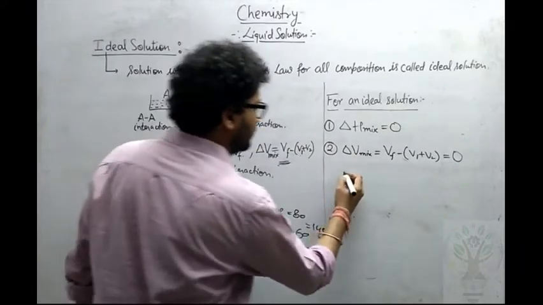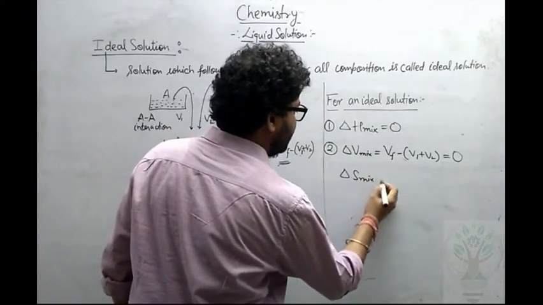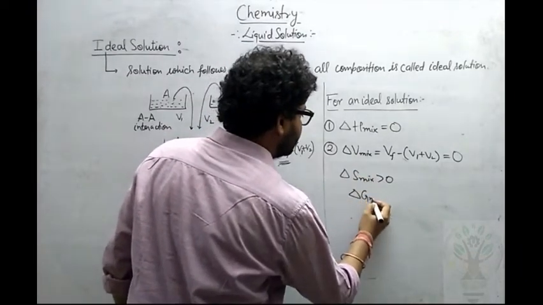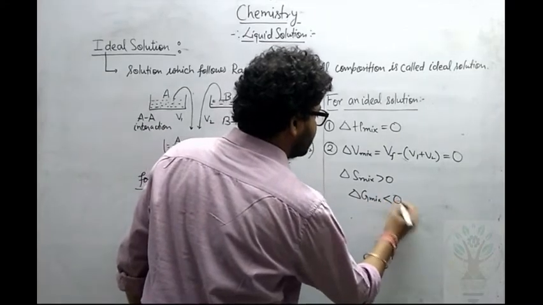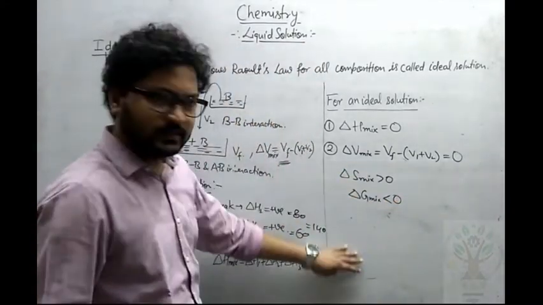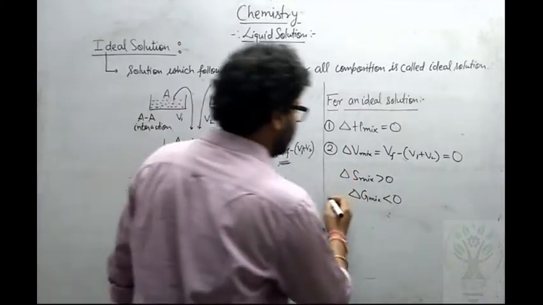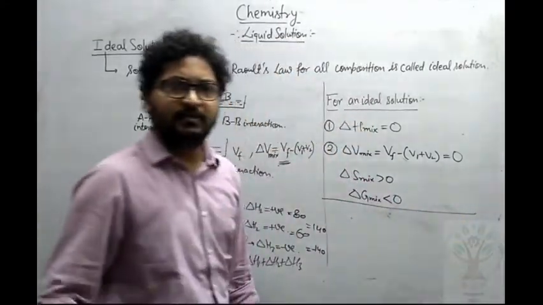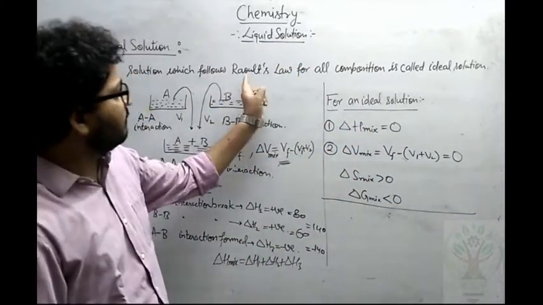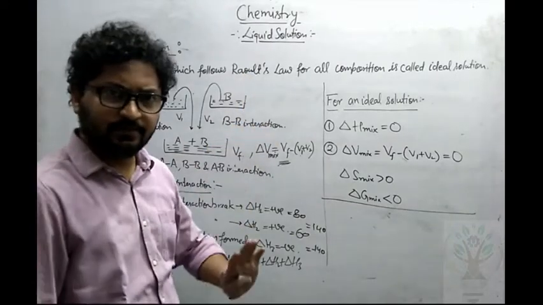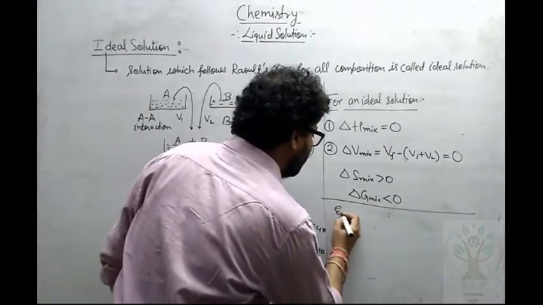And of course, this solution condition will be there: delta S mixing will be greater than 0 and delta G mixing will be less than 0. We have already talked about this. So if you are following these conditions, your solution will be ideal, and it will definitely follow Raoult's law. Clear? Now let's check some examples.